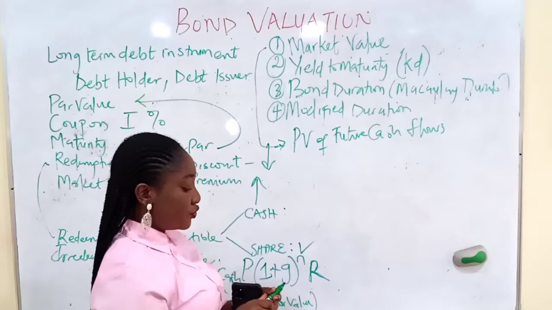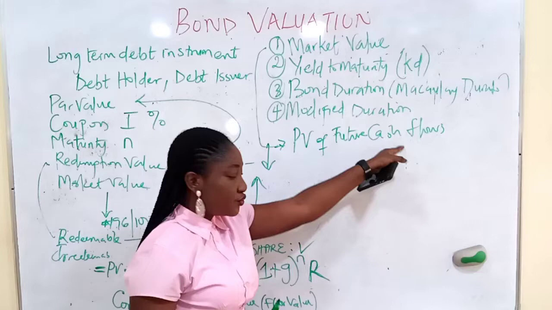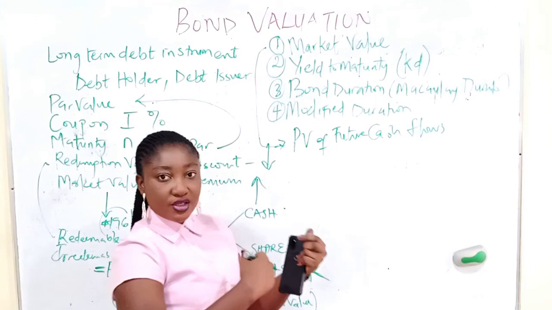See, present value of future cash flows. And that makes sense. A debt holder or an investor will not put more than what you can get in the future. Remember, the market value is how much the investor will draw per bond. So he can't put more than what it will earn in the future. So present value of something means you are discounting it for today. Present value, what is the value today?